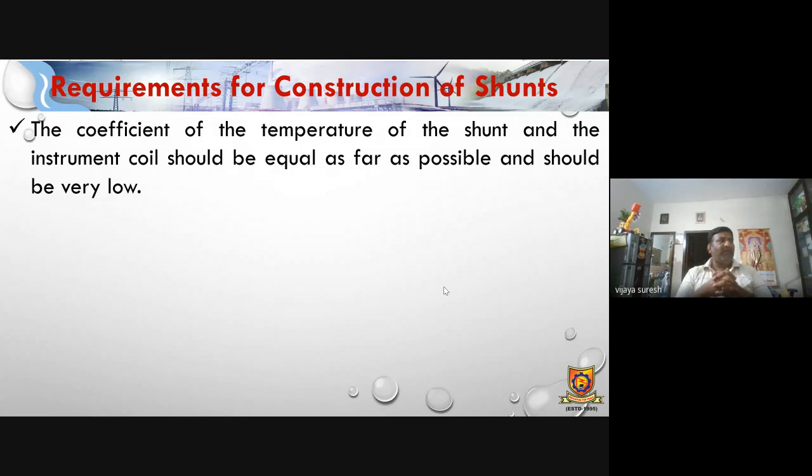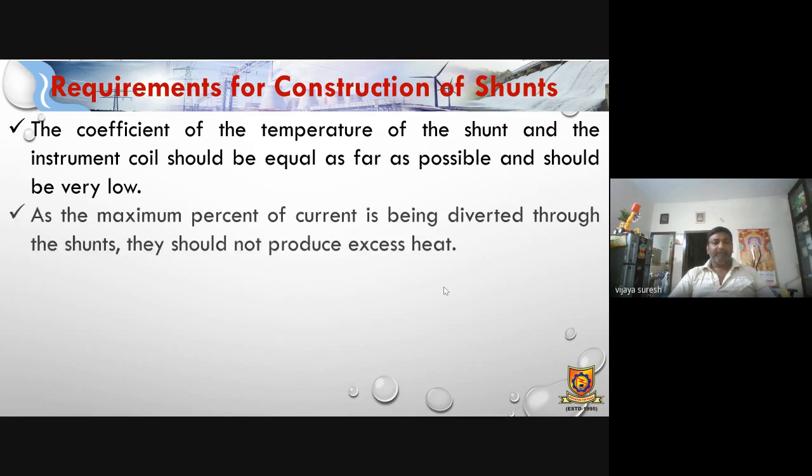You are aware of Ohm's law. Now we are saying the temperature is constant. If the temperature changes in the shunt, what will happen? The amount of current flowing through the shunt will change. So it should be temperature invariant, and we have to select the material like that. Even if it is not, it should be a minimum change. Definitely after a certain range, as the current changes and the temperature changes, the resistance will change.